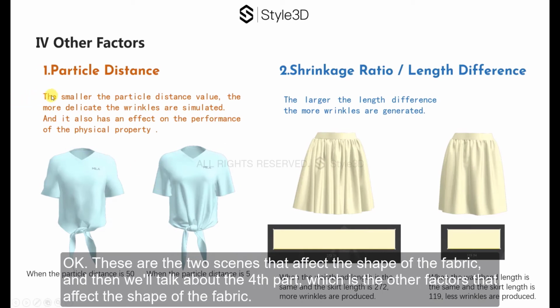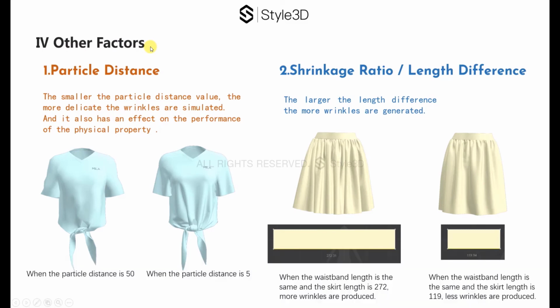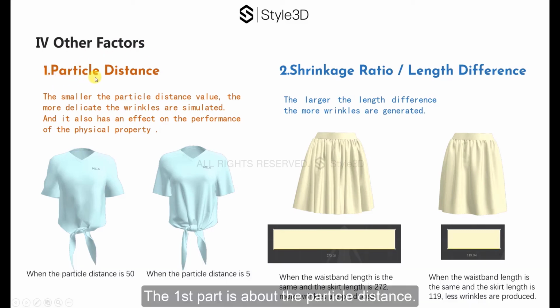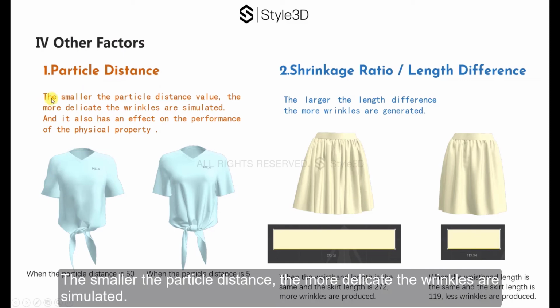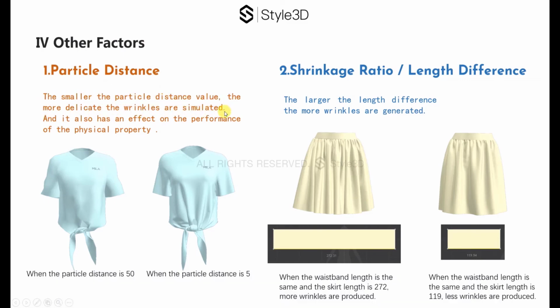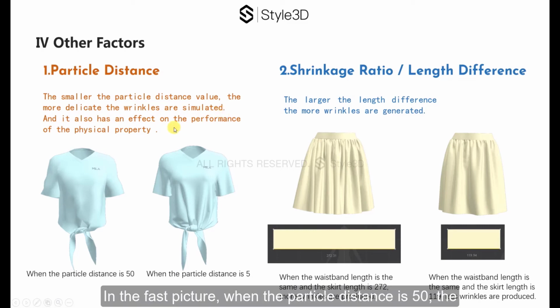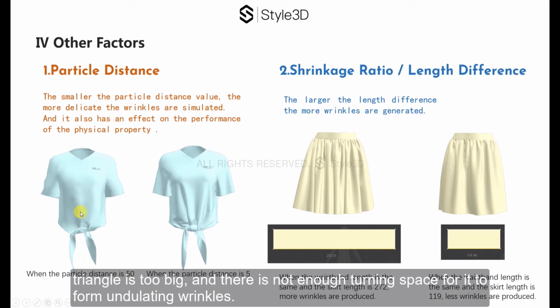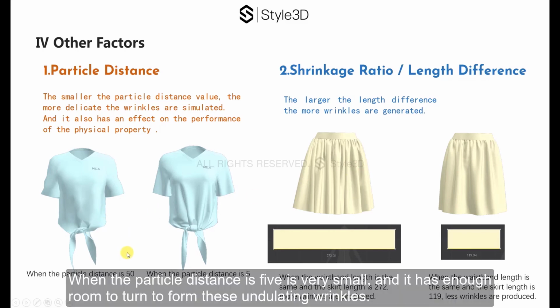And then we'll talk about the fourth part, which is the other factors that affect the shape of the fabric. The first part is about the particle distance. The smaller the particle distance, the more delicate the wrinkles are simulated. In the first picture, when the particle distance is 50, the triangle is too big, and there is not enough turning space for it to form undulating wrinkles. When the particle distance is 5, the triangle is very small, and it has enough room to turn to form these undulating wrinkles.